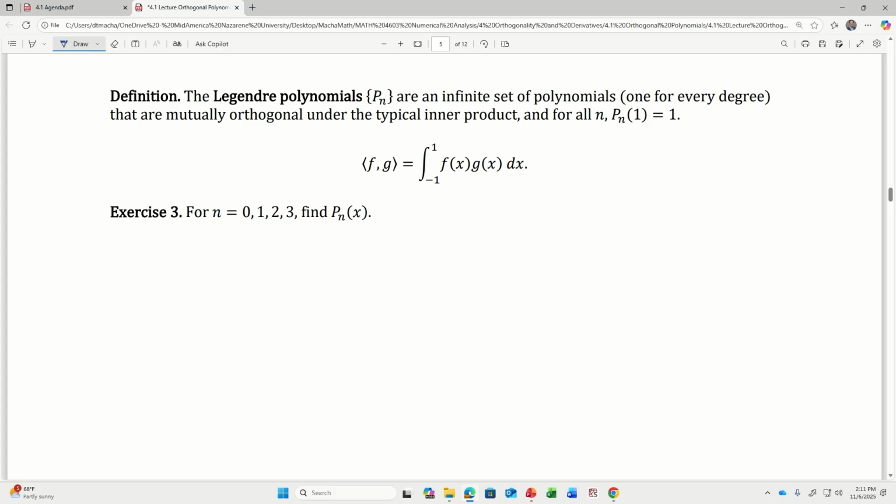And every one of these polynomials, if I plug in x equals 1, I should get the value 1 for the value of the polynomial. So if n is equal to 0, I have a degree 0 polynomial.